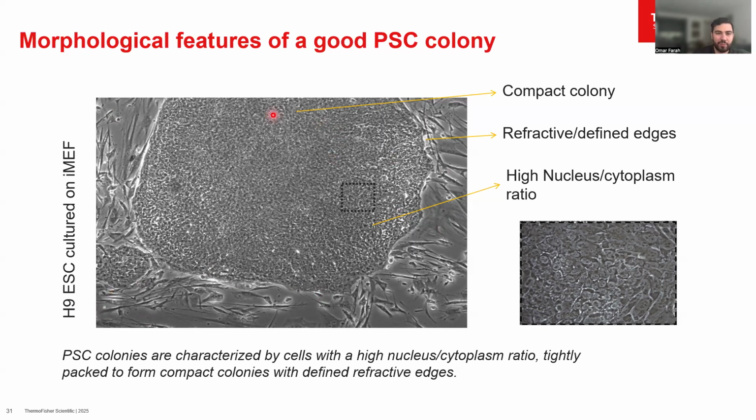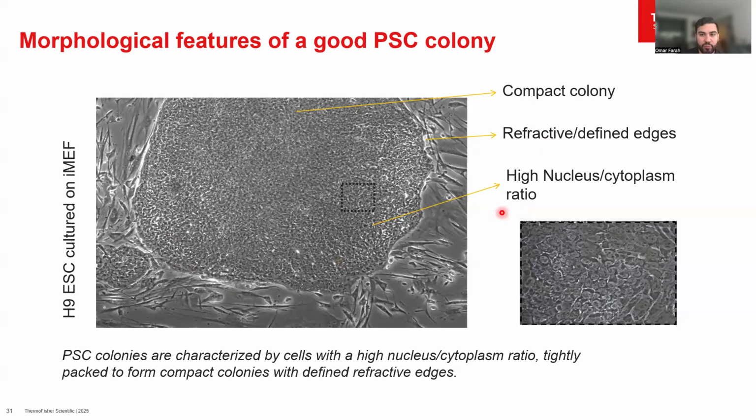So the PSCs themselves are usually very, very compact. These cells love to be in very, very close contact with each other. So the closer knit they are, the better in this case. You'll also notice that these colonies tend to have a very refractive and defined edge. It almost looks like you're shining a light from behind the colony, right? So the edges are a little bit brighter, and that's a distinct morphological feature of those cultures.